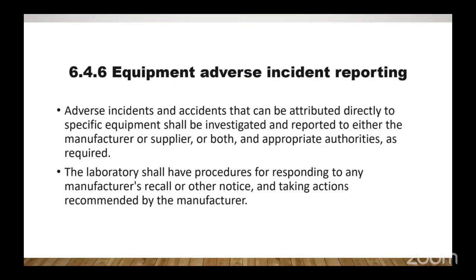We have the equipment adverse incident report. So an adverse incident or accident that can be attributed directly to specific equipment shall be investigated, and you have to document it. Where there are adverse incidents about the equipment, you have to document it and communicate to the manufacturer or supplier or both, and appropriate authorities as required. The laboratory shall have procedures, please take note, for responding to any manufacturer's recall or other notice and take action recommended by the manufacturer.